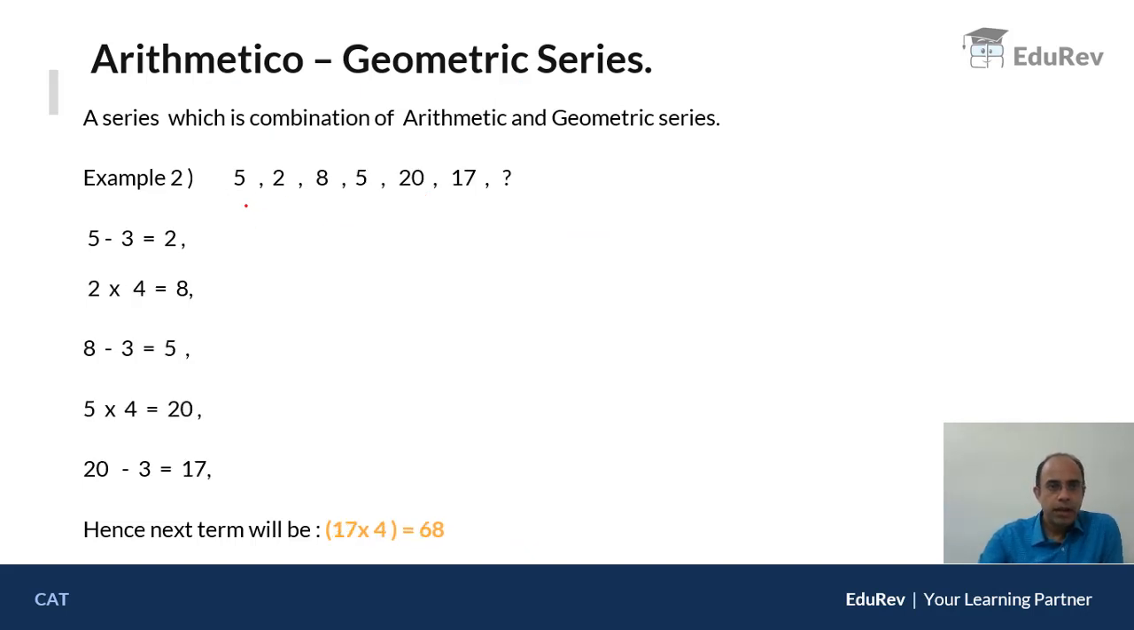Let us see one more example. 5, 2, 8, 5, 20, 17, and then the missing term. We observe here the difference is minus 3. And then we observe here it is into 4. Then again minus 3, into 4. Again minus 3. The next term should be into 4. 17 fours are 68. Hence the missing term is 68. Hope you are understanding guys. Fine.